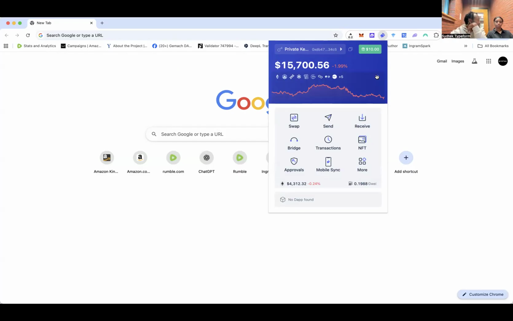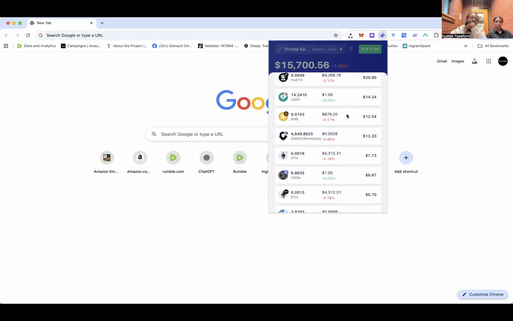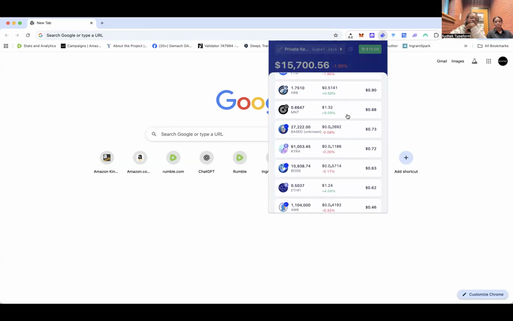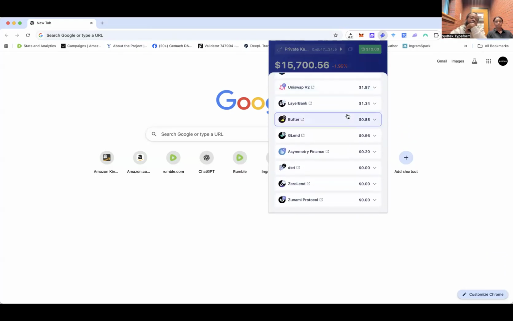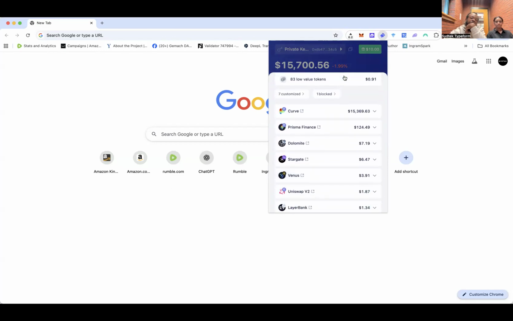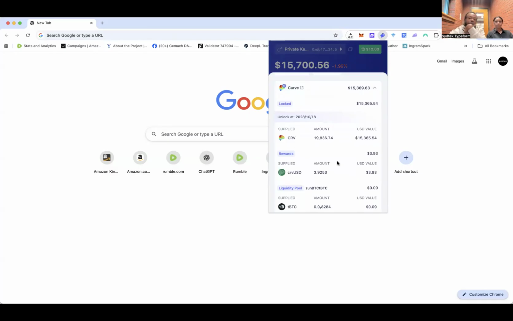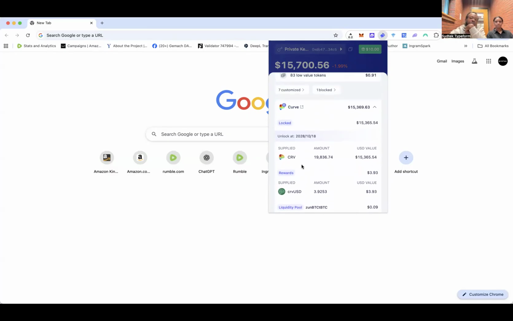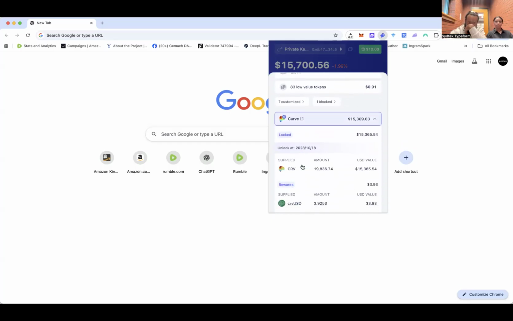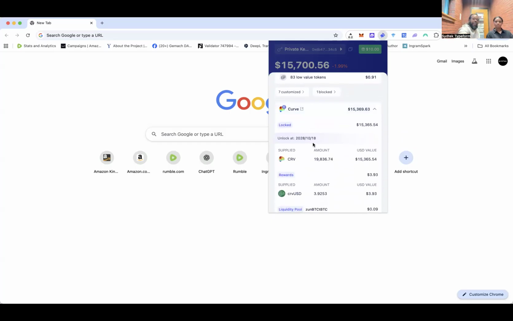But you know what? I can't touch that money. You know why? If you go here, if you scroll down past all these tokens I have in this wallet, I'm not sure if you can see it on the screen, but if you look, it says locked. I got 15 bands locked, right? That 15 bands is locked until October 18th, 2028.